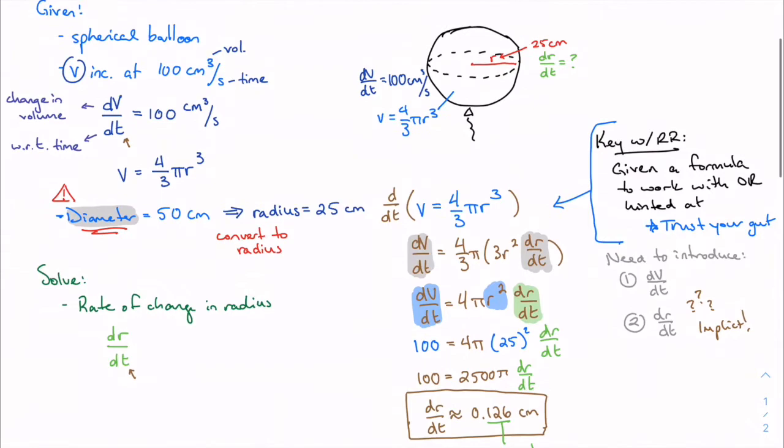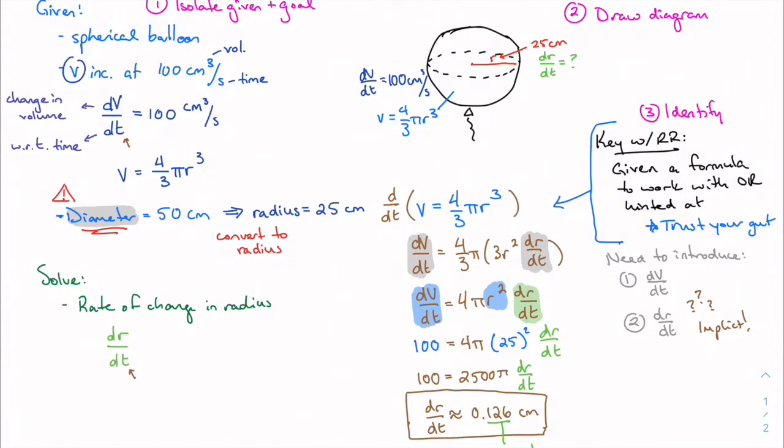So this is kind of the overview, right? If I were to maybe come up with a process here, I'm going to start by isolating my given information and my goal, right? My given information, my goal. If I want to, maybe optional, I can draw a diagram, but I would recommend it. I want to identify a formula I can work with. And usually then that's going to involve some sort of implicit differentiation.